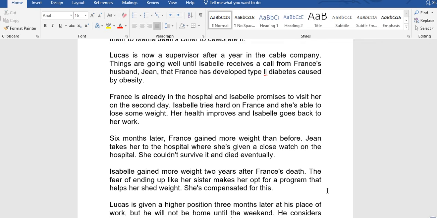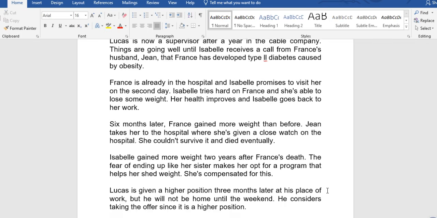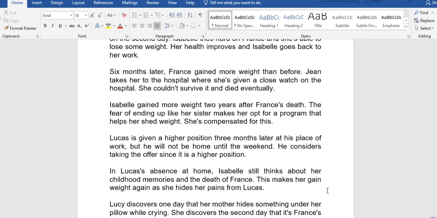Isabel tries hard with Fran, and she is able to lose some weight. Her health improves, and Isabel goes back to her work. 6 months later, Fran gained more weight than before. Jean takes her to the hospital, where she is given a close watch. She couldn't survive it and died eventually.